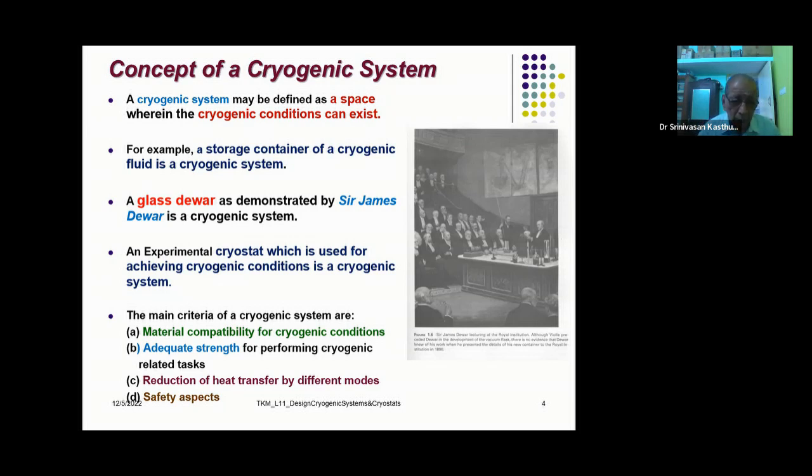For example, a 100-liter Dewar, so the volume of it should be 100 liters, things like that. So it should have adequate strength to carry out these cryogenic-related works. Then we need to reduce the heat transfer by the different modes into such a system, because otherwise you will have to consume a large quantity of cryogenic fluids.